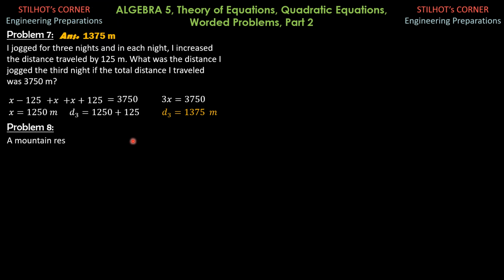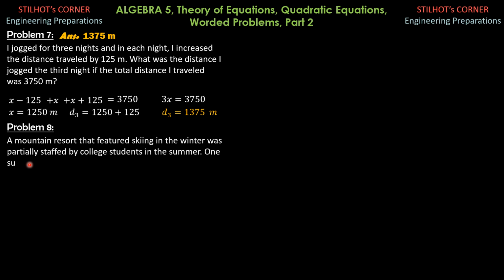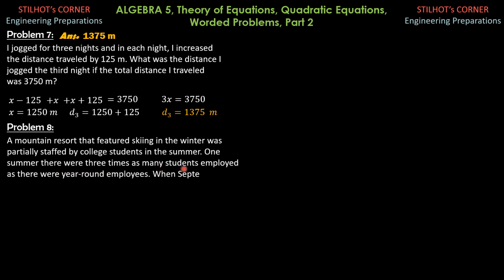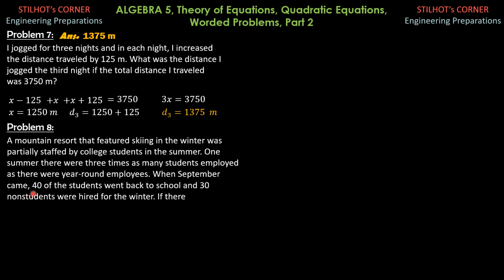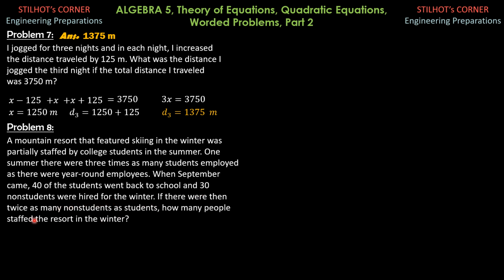Problem 8. A mountain resort that featured skiing in the winter was partially staffed by college students in the summer. One summer, there were 3 times as many students employed as there were year-round employees. When September came, 40 of the students went back to school and 30 non-students were hired for the winter. If there were then twice as many non-students as students, how many people staffed the resort in the winter?